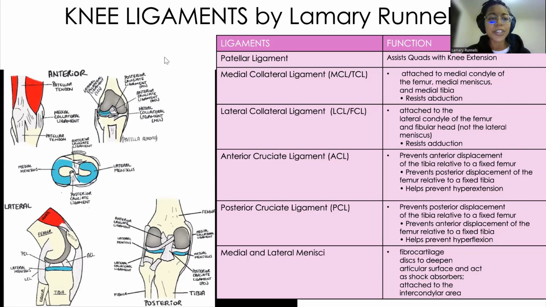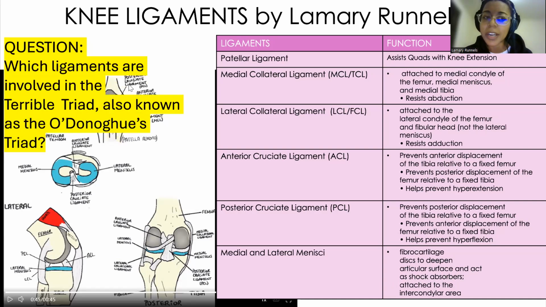Right, and my question for you is, which ligaments are involved in the terrible triad, also known as the O'Donoghue's triad?